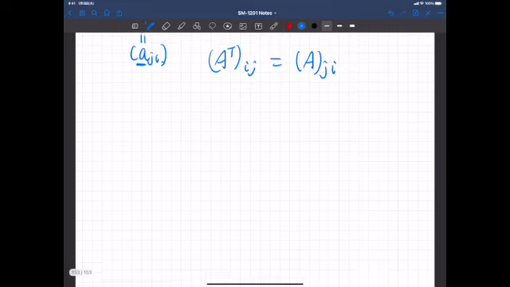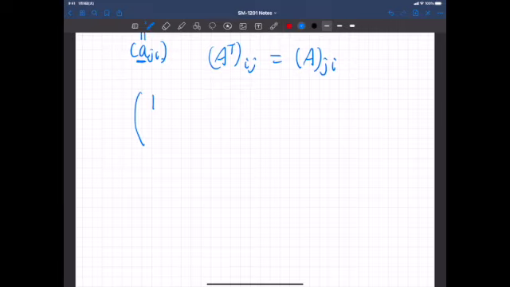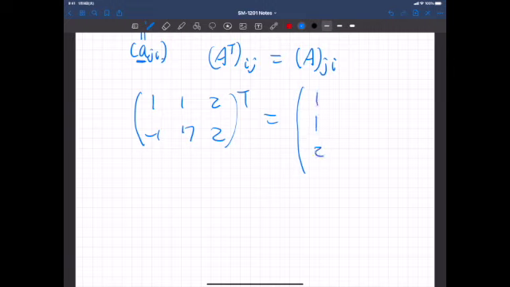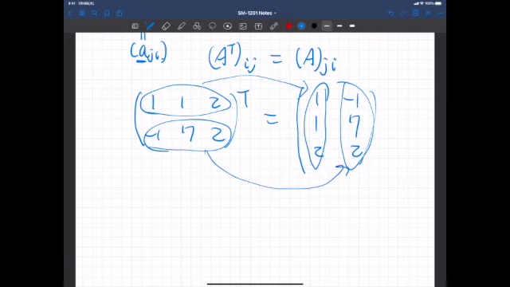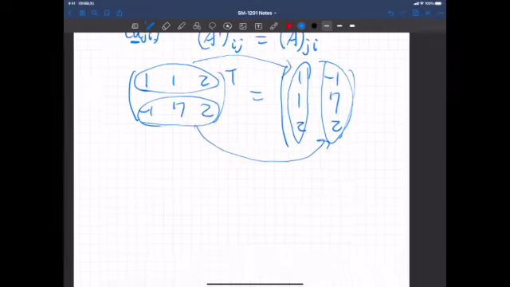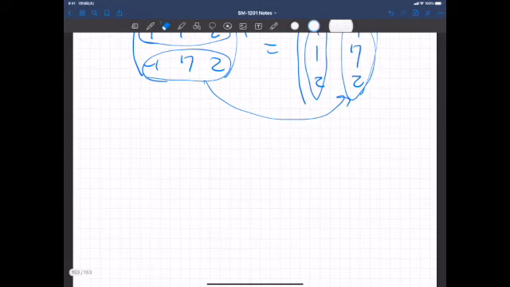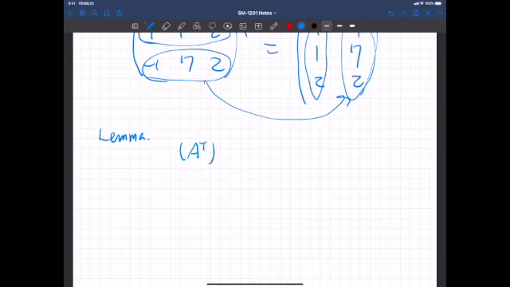Okay, so here is an example. Again, let's say we have 1, 2, 1, 1, 2, negative 1, 7, 2. Its transpose is this. So 1, 1, 2, negative 1, 7, 2. So each row becomes a column. So this is the transpose. And here's a simple lemma regarding transpose. We have this relationship: transpose of transpose is the original matrix.